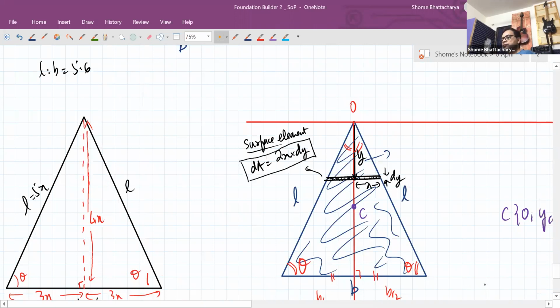So this thin strip, its mass is going to be sigma into its area. But what about its y coordinate? The center of mass of this thin strip is at this point only. So whatever y distance I've written from the origin of that strip, that is where the mass dm is located. That is the y coordinate of that mass dm.